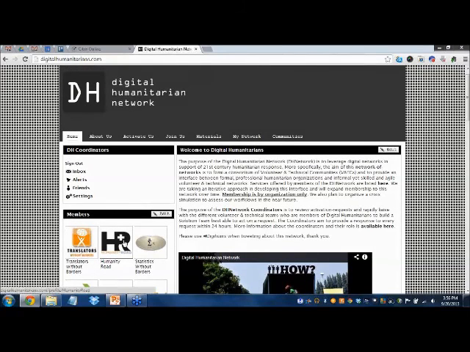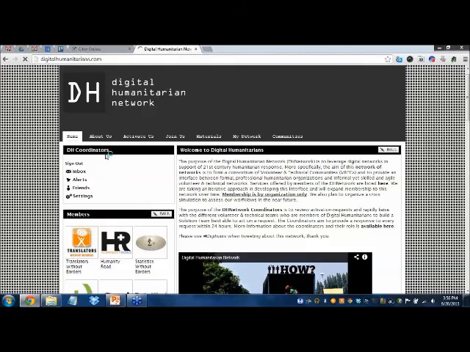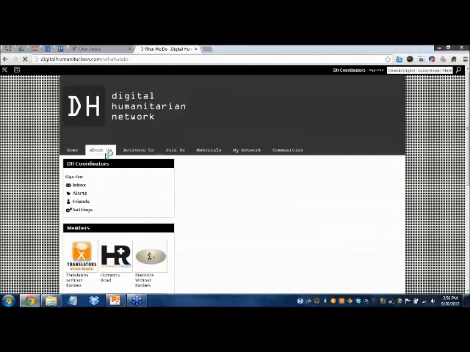It lists all the different members on the left-hand side here. You can go in and see all of the different members and their profiles in terms of organizations, because again, this is a network of networks. So you can go in and read about the different organizations, and contact them directly if you want. There's a lot of information here about who we are and what we do, and I'll just quickly go into this page. What we do lists some of the tasks that people do.